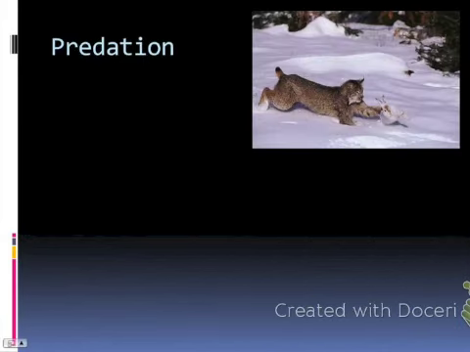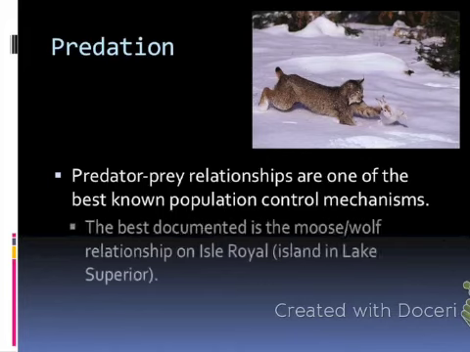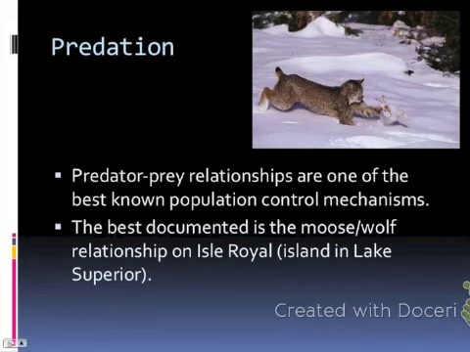The second density-dependent factor is predation, and here we have our lynx and our hare. Looks like the hare might be able to get away there. But predator-prey relationships are one of the best known population control mechanisms. They're the most widely studied, and there's all kinds of research on them. It's interesting to see how when one group increases, the other one increases, and vice versa. When one goes down, the other goes down.